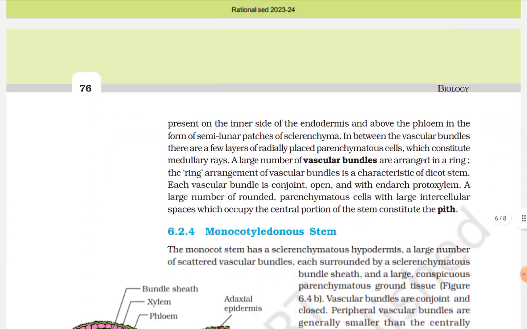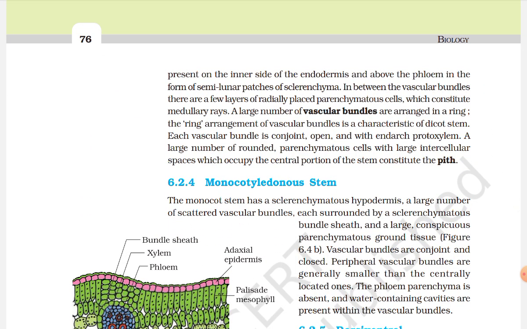Pericycle is present on the inner side of the endodermis and above the phloem in the form of semilunar patches of the sclerenchyma. In between the vascular bundles, there are few layers of radially placed parenchymatous cells which constitute medullary rays. A large number of vascular bundles are arranged in a ring. The ring arrangement of the vascular bundle is a characteristic of dicot stem. Each vascular bundle is conjoint, open, and with endarch protoxylem. A large number of rounded parenchymatous cells with large intercellular spaces which occupy the central portion of the stem constitute the pith.